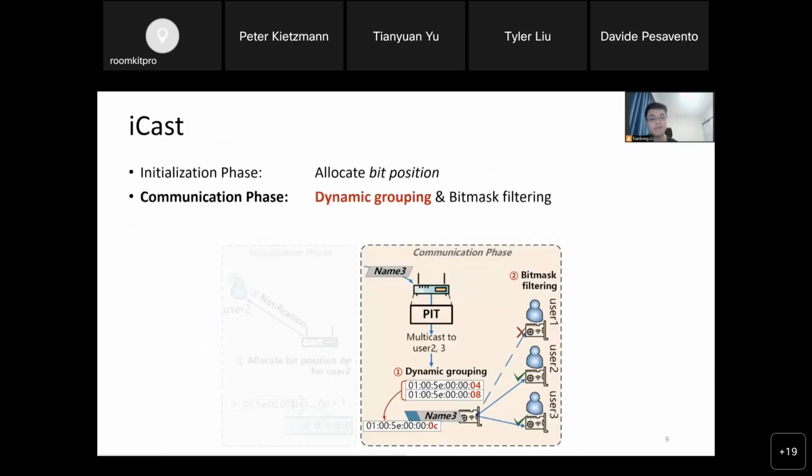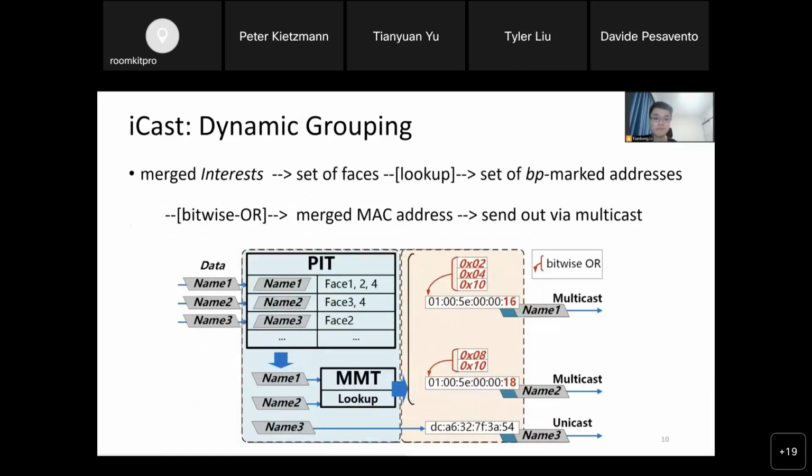The communication phase consists of dynamic grouping and bit mask filtering. The former is performed by the access point to send multicast frames, and the latter is performed by end nodes to correctly receive multicast frames. The dynamic grouping is triggered by retrieved data and is illustrated in the figure. Let me present this step by step.